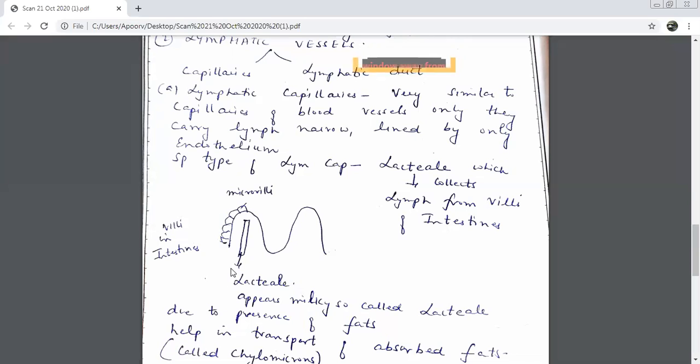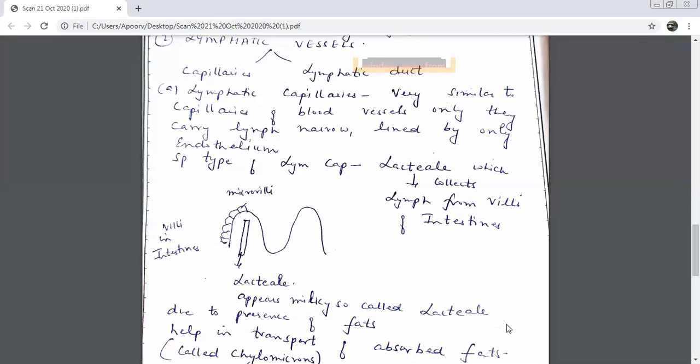So these are the villi of the intestines, as I have written on the side. These smaller projections are called microvilli. In between the villi, you can see this capillary. This is called lacteal. What is it called? Lacteal. Because it appears milky. If you will see, its color is milky. That is why we call it as lacteal.